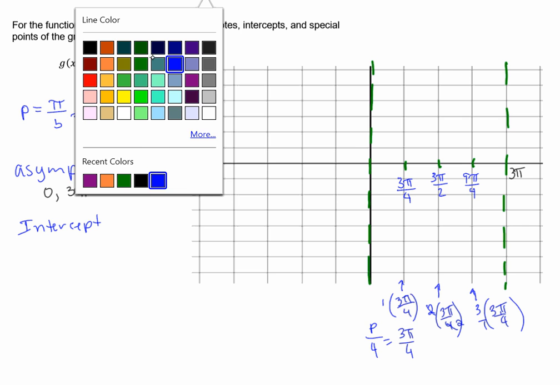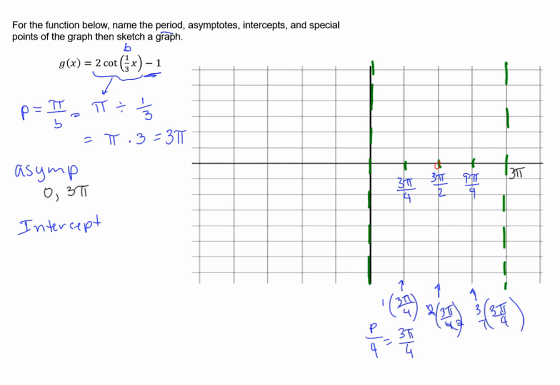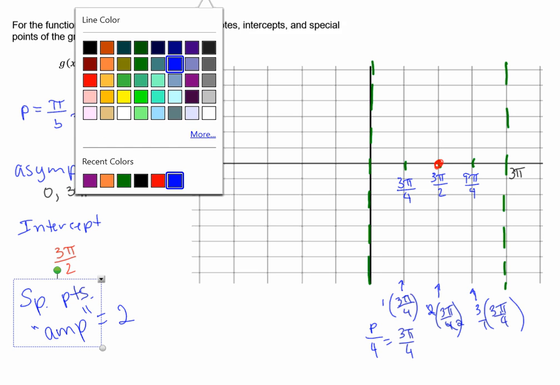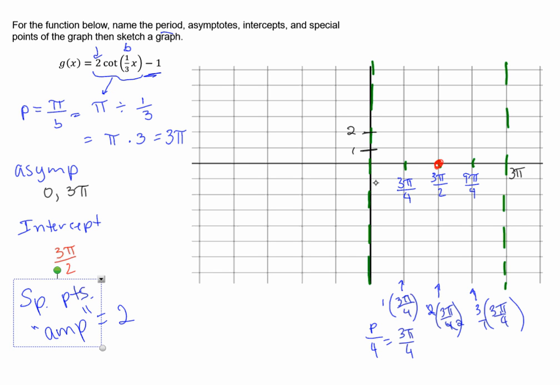Okay, intercept. Intercept happens exactly halfway in between your asymptotes. So it's going to go there. It's going to happen at 3 pi over 2. Then it wants to know special points. Now, special points again have to do with that amplitude. So our A, our amplitude, is that number out in front. So that's 2, which means your special points are going to be, whoops, forgot to put labels over there, didn't I? 1, 2, 1, 2, negatives.